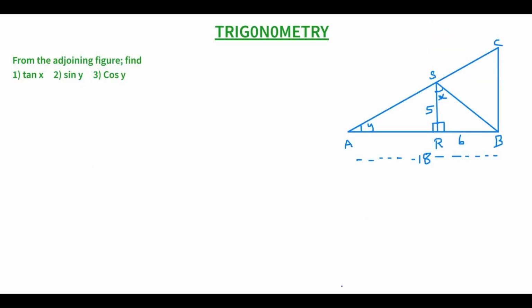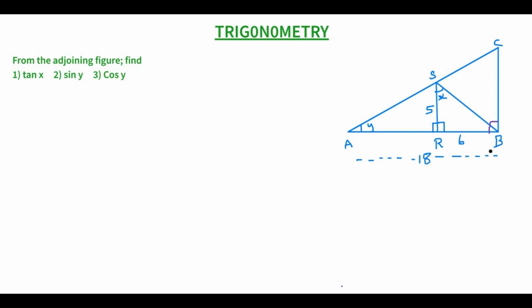So let's see the first question for today. From the adjoining figure, find tan x, sin y and cos y. So this is our figure given. This is a right angle triangle. As you could see, ABC is a right angle triangle, right angled at B. And there is another small right angle triangle which is SRB, right angled at R. And we have an angle x here, and an angle y here. We have a few measurements given, which are SR equals 5, RB equals 6, and AB equals 18.